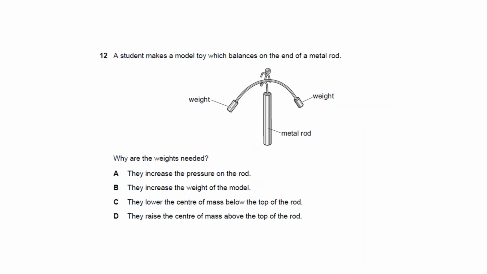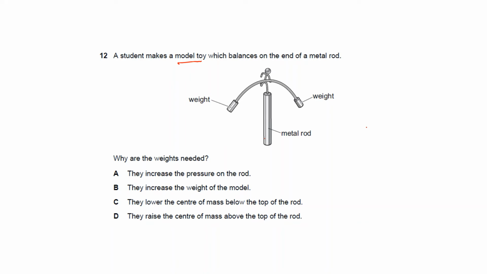Question number 12. A student makes a model toy which balances on the end of a metal rod. Why are the weights needed? So basically, they're saying that a student makes a model toy which balances on the end of a metal rod. So this is a metal rod and it balances on top. And they're saying, why are the weights needed? Now, this is all about stability, more or less, right? So when you want to make a toy, you want to make sure it does not fall very easily.